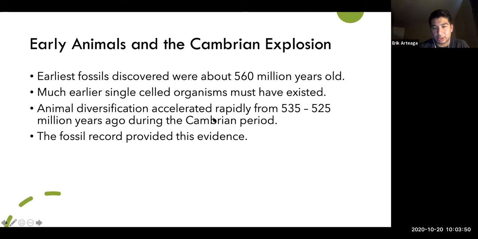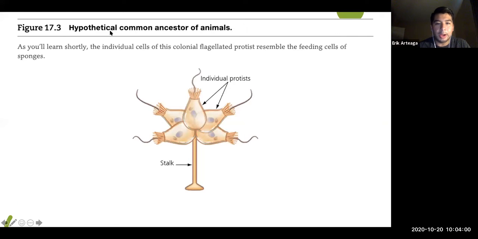Animal diversification accelerated rapidly from 535 to 525 million years ago during the Cambrian period. Okay, the fossil record provided this evidence. So we have a hypothetical common ancestor of animals. As you'll learn shortly, the individual cells of this colonial flagellated protist resemble the feeding cells of sponges, right? And we'll talk about sponges in a minute.